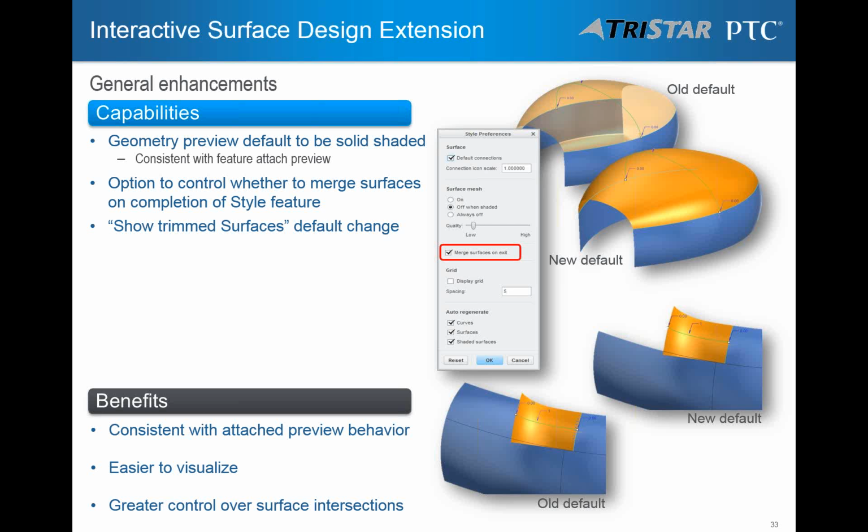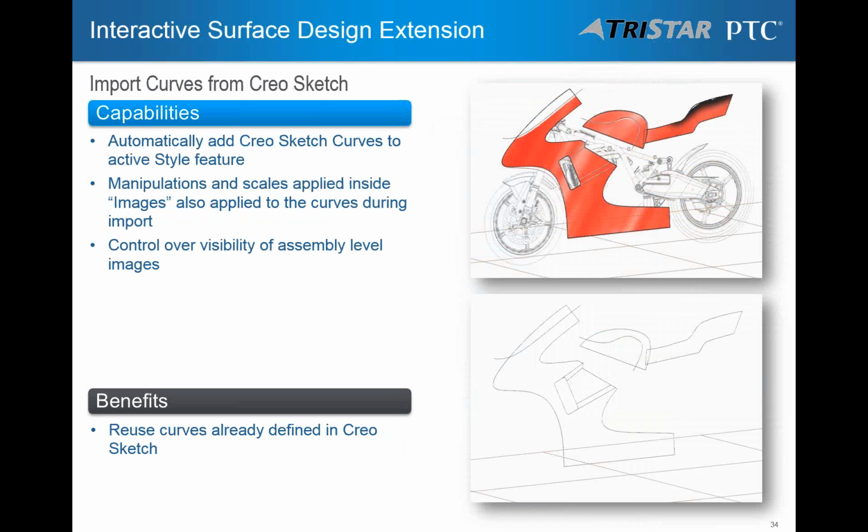This provides for more consistency with the attached preview behavior, easier to visualize the geometry, and greater control over the surface intersections. We also now have the ability to take curves that were created from the Creo sketch tool. We bring those curves or those sketches into the model. We can automatically use those curves to create a style feature. Any manipulations and scales applied inside the images would also be applied to the curves during the import. And then we have control over the visibility at the assembly level.